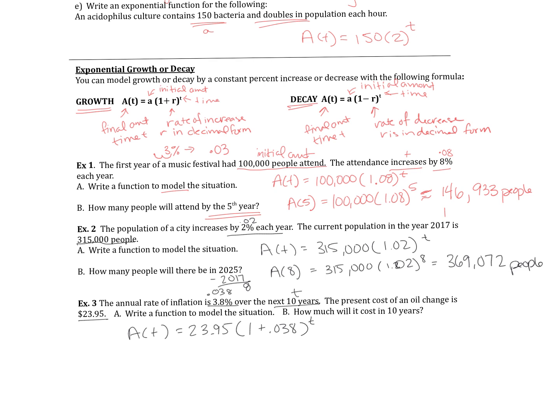So in this one, it says how much will it cost in 10 years? Well, we're going to insert that time t. So the amount that it's going to cost me in 10 years is the $23.95 times 1 plus 0.038, or just 1.038 to the 10th power. I don't have the number in front of me for the answer, but just so you know, it's going to cost a lot more than that to have your oil changed in 10 years, I promise. Okay, you guys, let's flip to the next page.